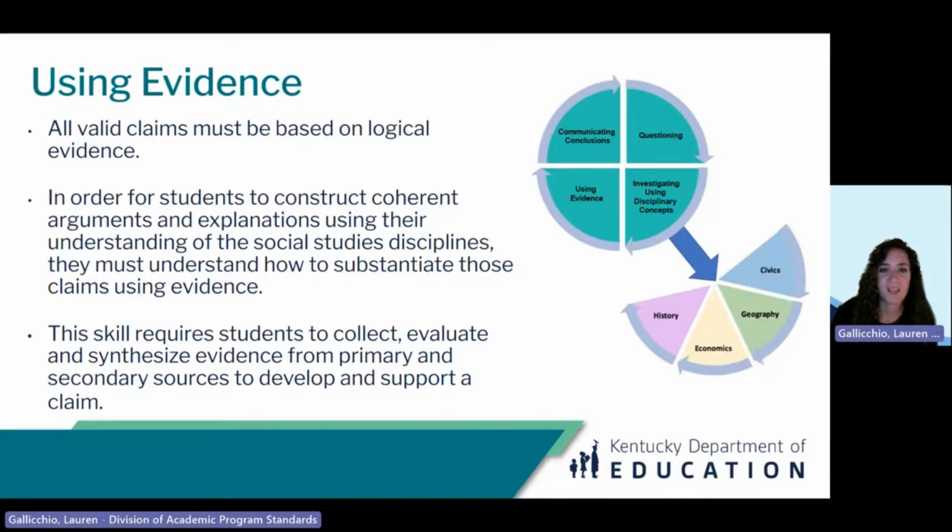Within the using evidence standards, students must learn how to substantiate their claims using evidence. This skill requires students to collect, evaluate, and synthesize evidence from primary and secondary sources. When we conducted teacher workshops, we found that teachers were comfortable in supporting students in engaging with the social studies skills found in the using evidence standards. As an example, teachers were familiar with how to corroborate a source or how to contextualize it.